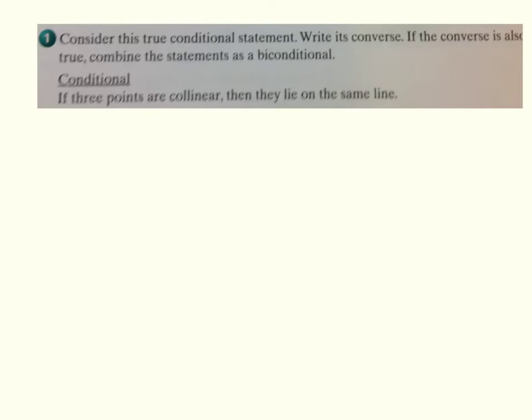Now I'd like you to try to create a biconditional. I want you to look at the true conditional statement. If 3 points are collinear, then they lie on the same line. True. Now I want you to write the converse for that, and then if that converse is also true, combine the statements into a biconditional. Please pause the video while you try to come up with the converse.